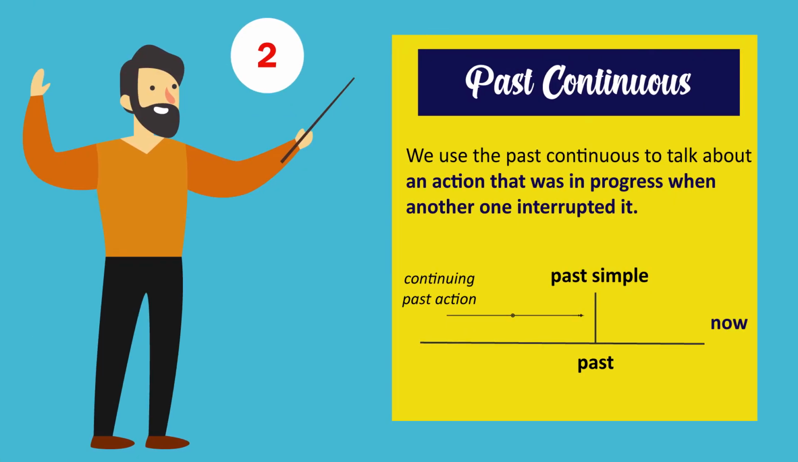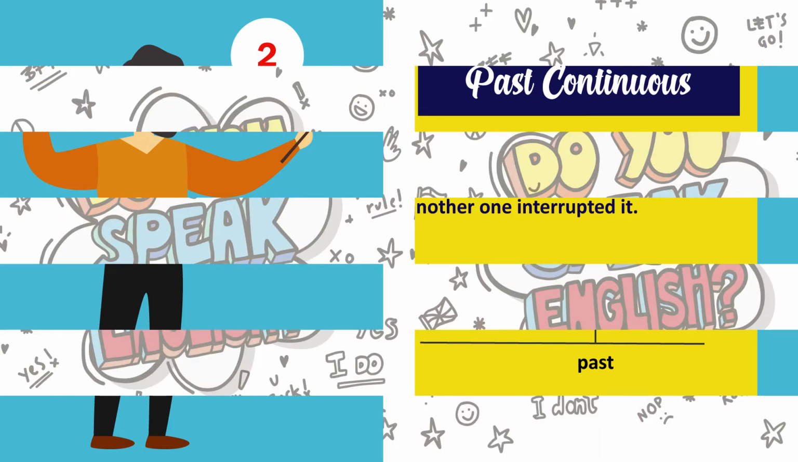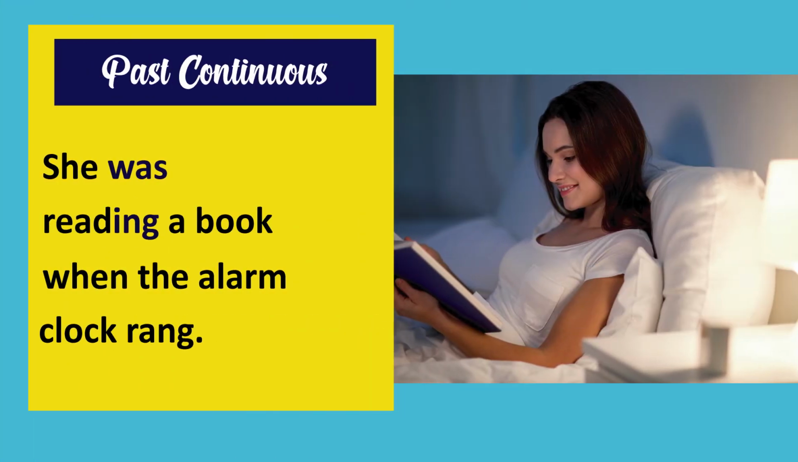Remember, we use the past continuous to indicate that a longer action in the past was interrupted. The interruption is usually a shorter action in the simple past. Remember, this can be a real interruption or just an interruption in time. So let's see the examples. Here we have the example.